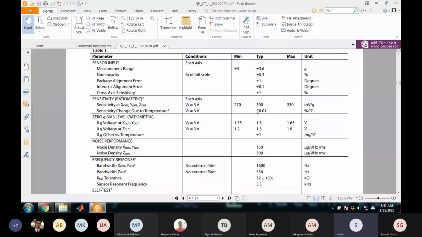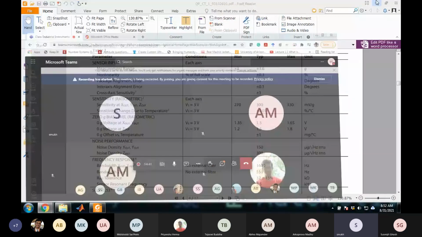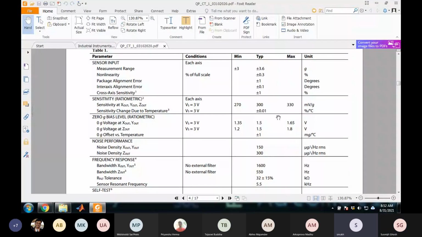And the maximum change is 20 degrees centigrade. So it's 0.03 into 20, which is 0.6 millivolts per G. So the sensitivity changes due to temperature as 300 plus minus 0.6 millivolts per G. Is this correct? Did you get it? Yes, sir.